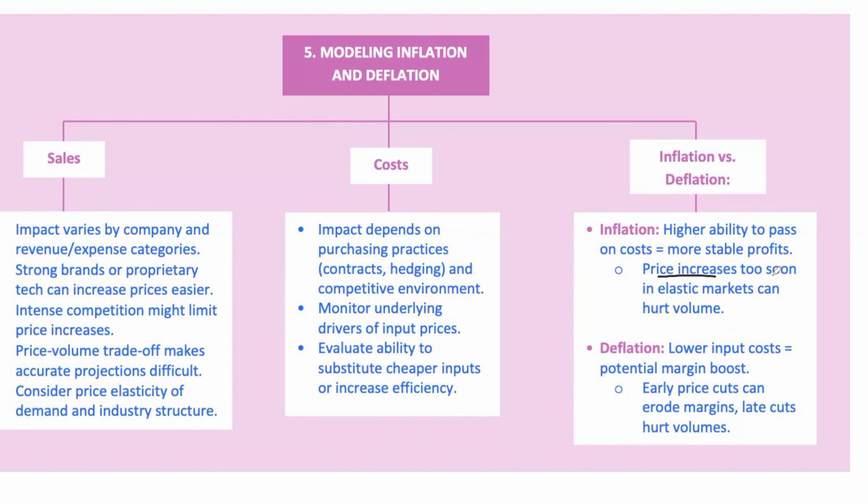When you're forecasting, think about who has the muscle to raise prices and who doesn't. Japan has been fighting deflation for decades. Companies there often held off on lowering prices to avoid hitting profit margins, but that led to lower sales volumes. It's a tricky balance. Get your timing wrong, and it could cost you.